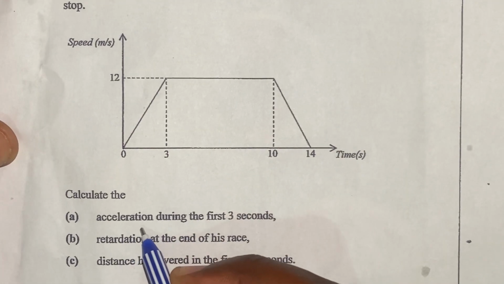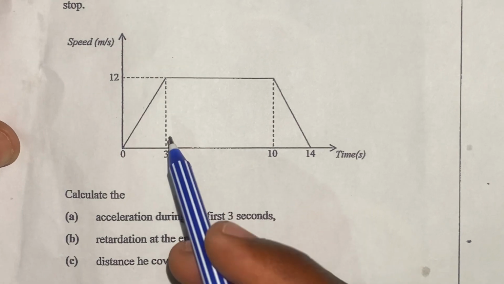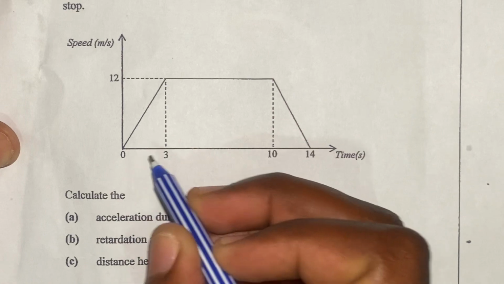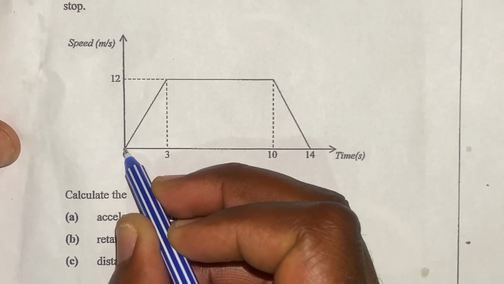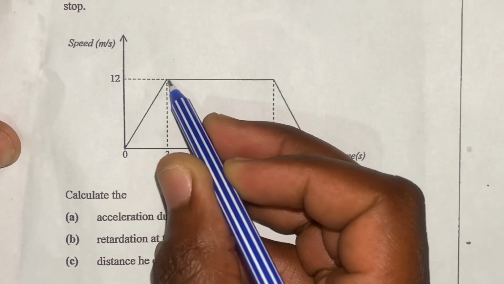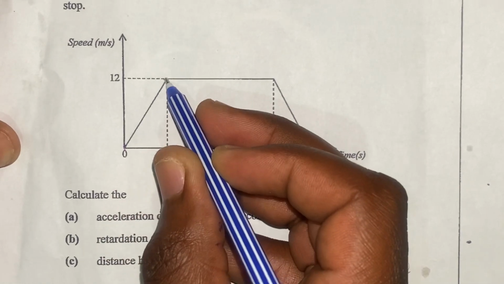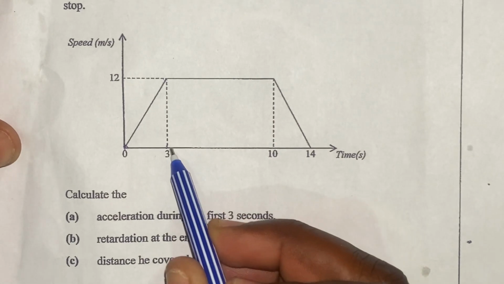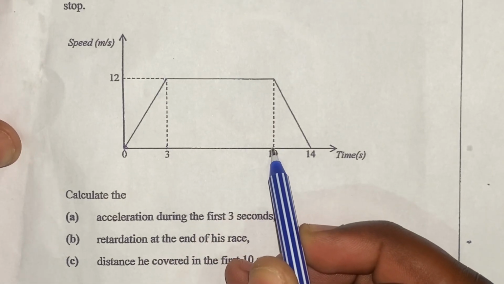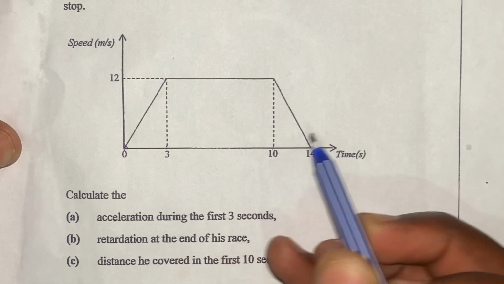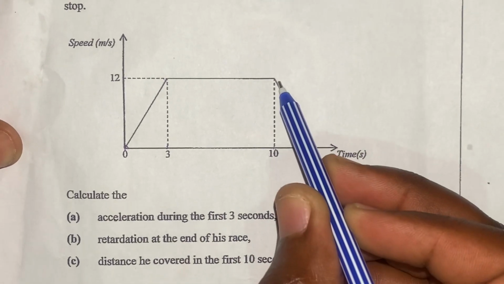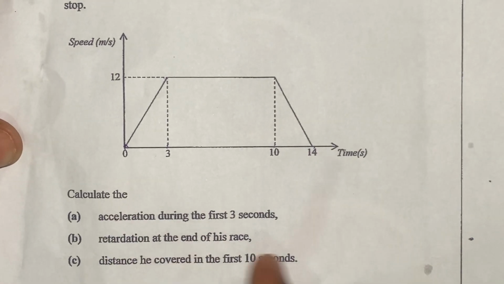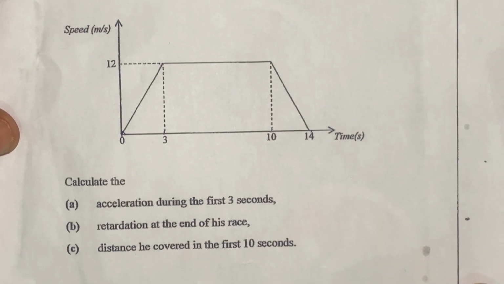The acceleration is defined as the change in velocity over time taken. And as a result, when we talk about acceleration, we're talking about a line that starts from 0 and goes upwards. So from 0 up to 3, this is acceleration. Then from 3 up to 10, this is constant speed or constant velocity. Then from 10 to 14, this line is coming down, so this is uniform retardation. So calculate the acceleration during the first 3 seconds.